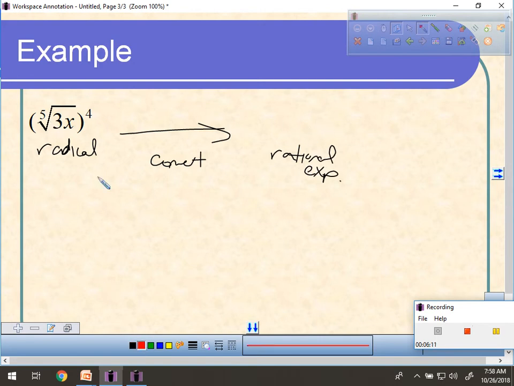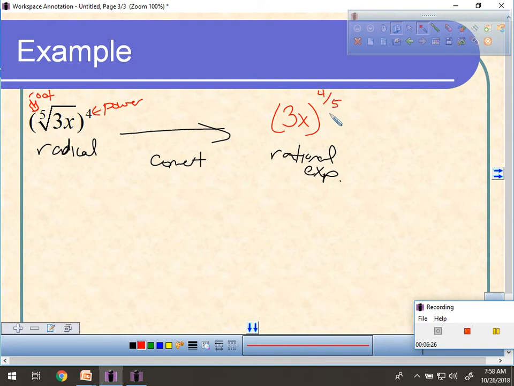Well, here's how you convert it. Remember, this is my power, so it's a power of 4. This is my root. It's a root of 5. So the way you would write this is, make sure you put it in parentheses, put that 3x, and remember, the root goes in the denominator. So that would just simply be 3x to the 4 over 5.